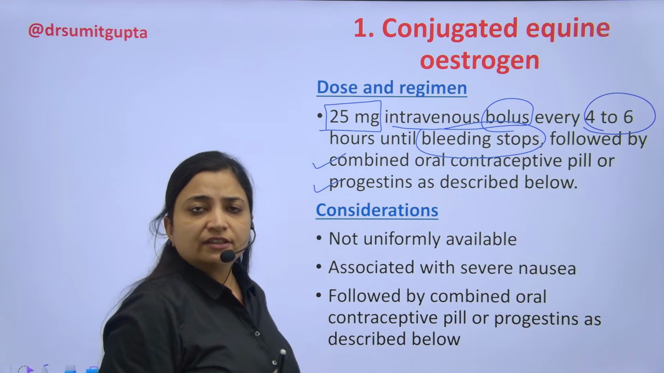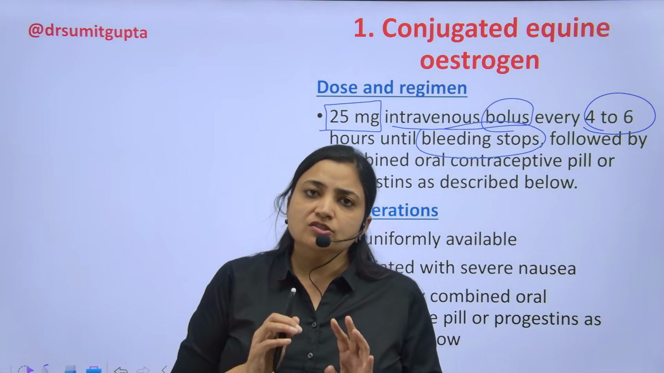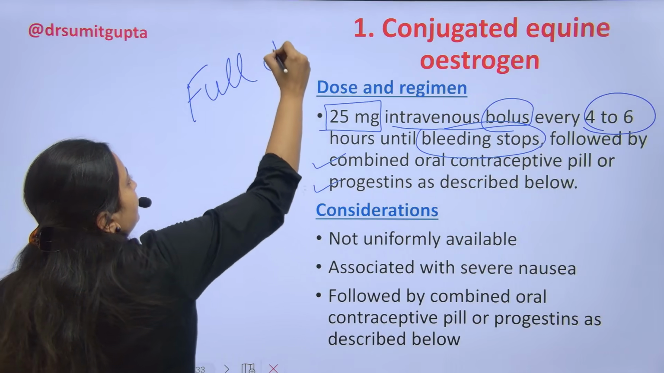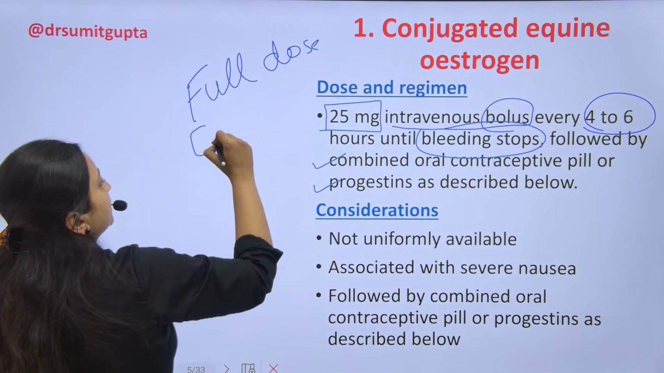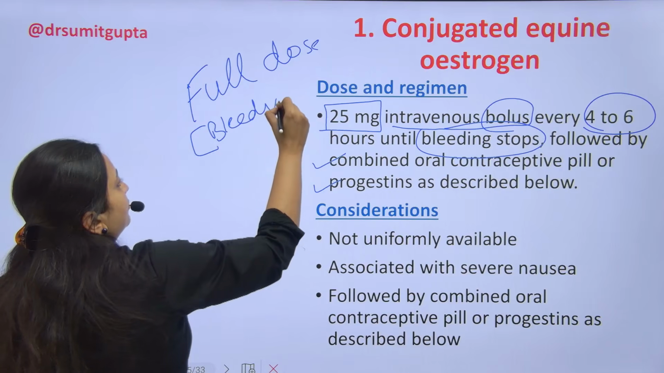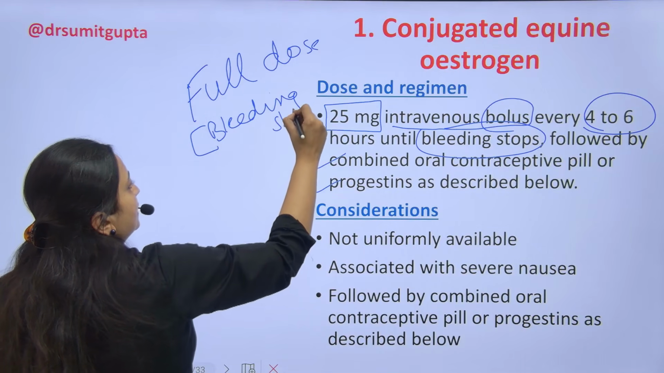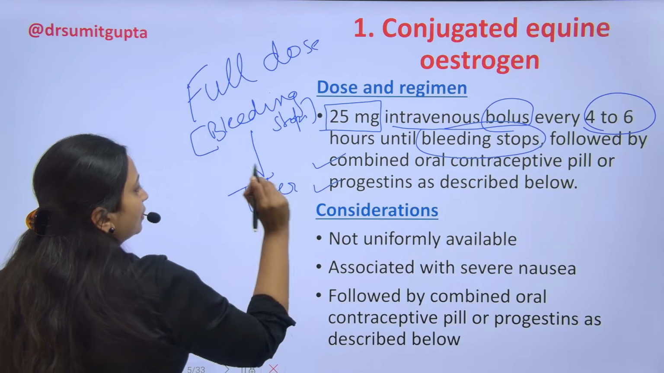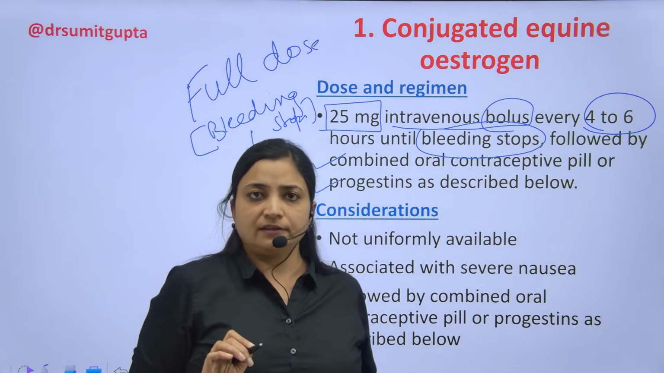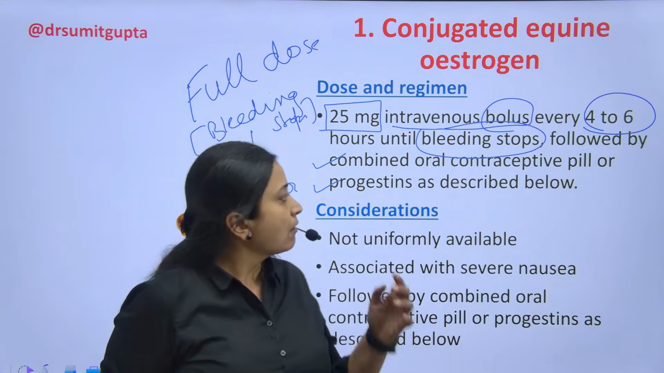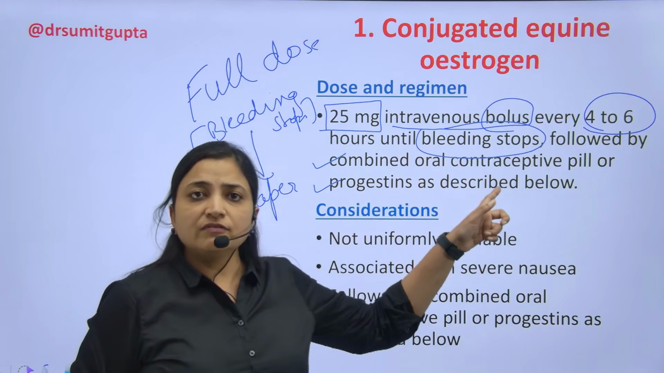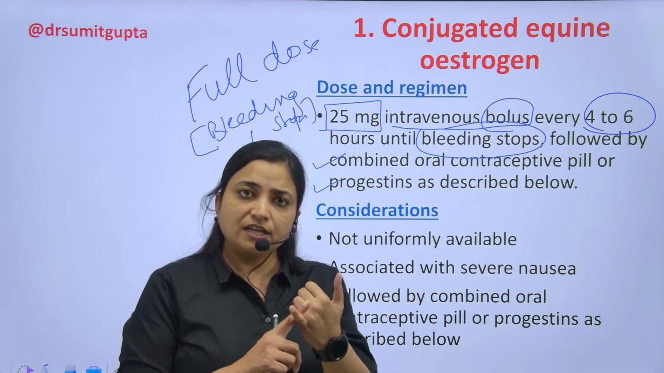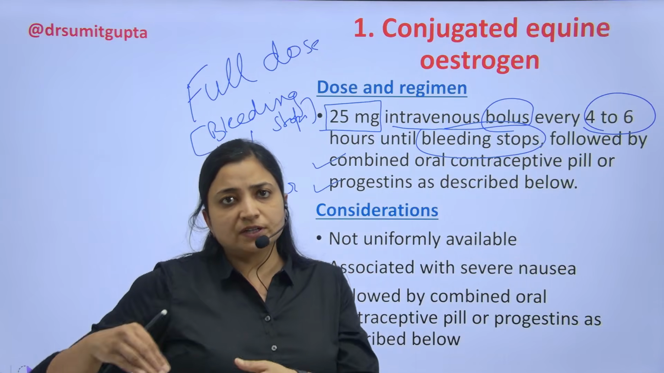Whenever we are dealing with the medical management of AUB, it is always a dictum that you give the full dose till the bleeding stops. Whatever method you are using, always give the full dose till the bleeding stops, and then slowly taper down the dose. You cannot withdraw the treatment suddenly because it will cause rebound bleeding. So here in this case, once we are giving intravenous estrogens, we will follow with oral preparations, either E plus P or P, and then taper it slowly.